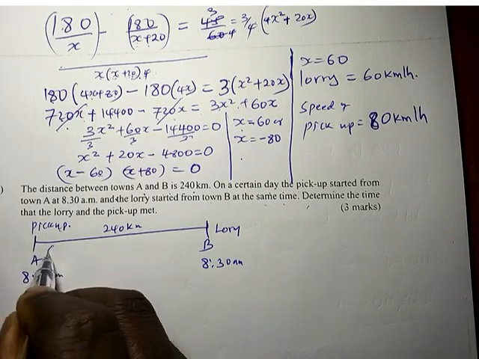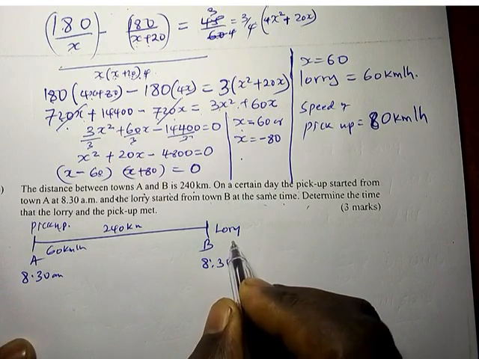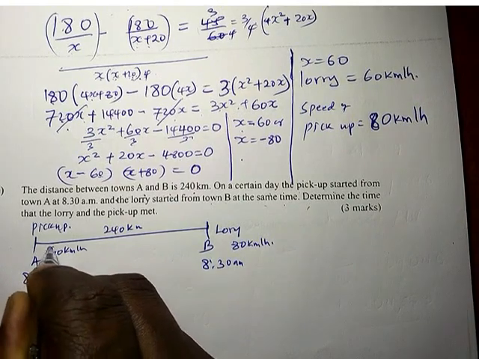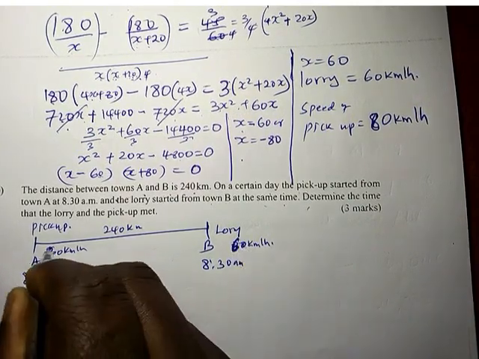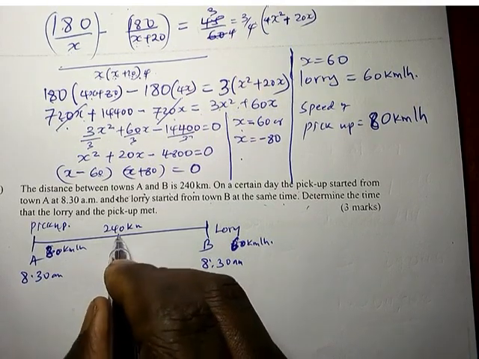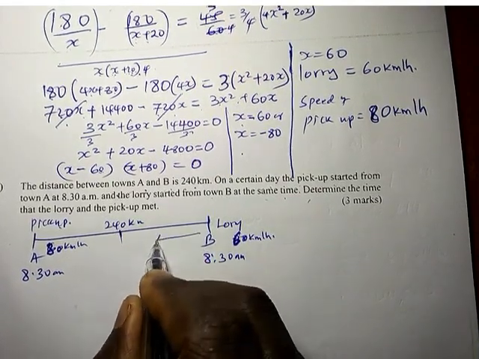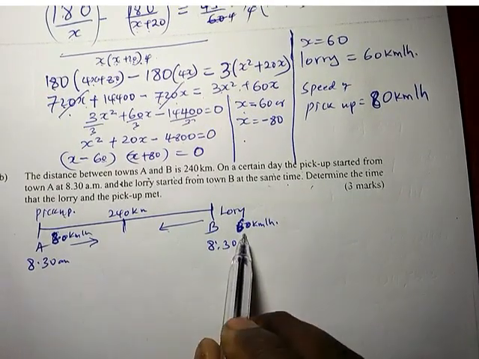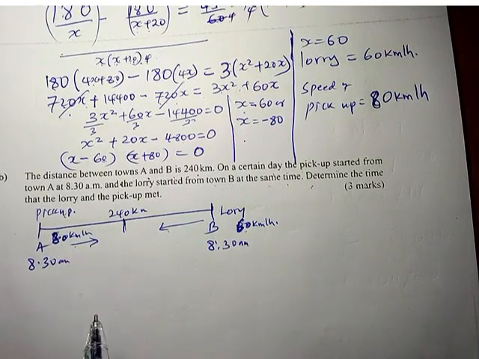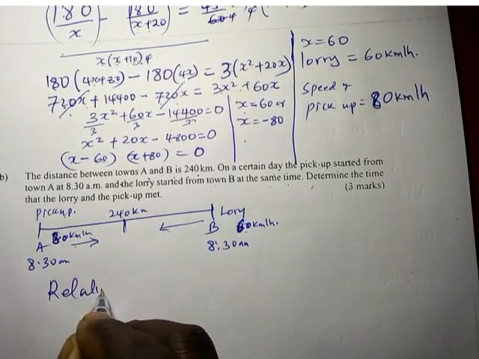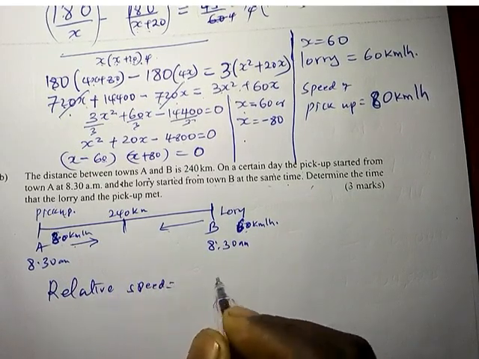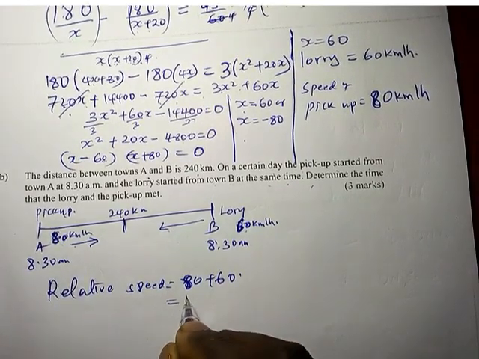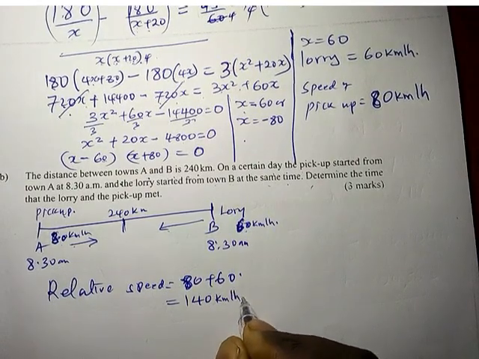We know the speed of the pickup is 80 kilometers per hour. The speed for the lorry is 60 kilometers per hour. Now, they came to meet here. So because this one is coming and this one is going, they are going to meet, so we find the relative speed. The relative speed is to add the individual speeds. So relative speed is equal to 80 plus 60. And that one gives us 140 kilometers per hour.